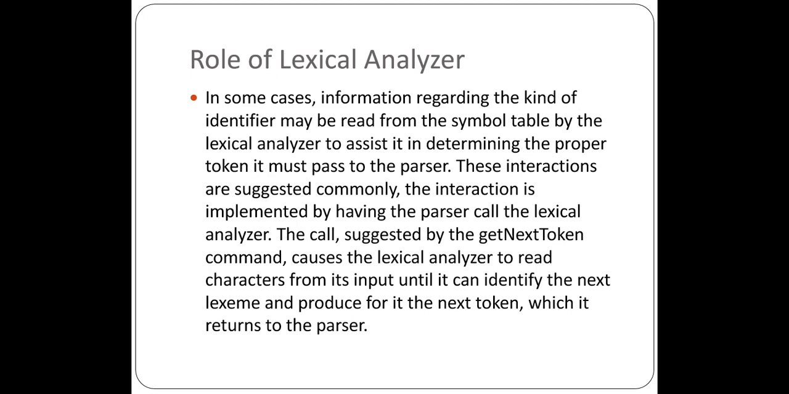This is about how the identifier from the symbol table is taken by your lexical analyzer, and then fed to the parser. That's going to be the question here. In determining the proper token to the parser, you have some interactions between your lexical analyzer and your parser. So here the structure is going to be like this.